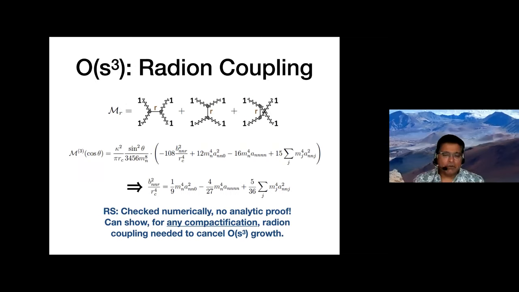So at energy cubed, the situation changes because, as I argued, there's an additional state here, the radion, that you need to include. And you can express the leading energy to the sixth contribution; it turns out to be proportional to this combination of coupling constants. And this vanishing can be viewed as a relationship between the radion coupling and the KK graviton mode couplings. This is the one relation we've not been able to prove analytically.